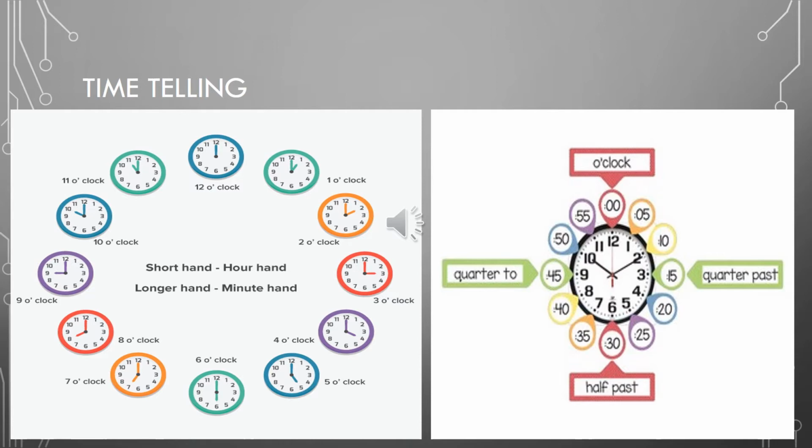Then, what do we have to do for understanding time? We need to look at these watches in the first picture. And we have to keep this in mind: the shorter hand is going to tell you about the hour and the bigger hand is going to tell you about the minute. Done.